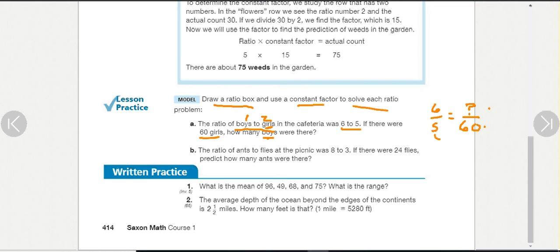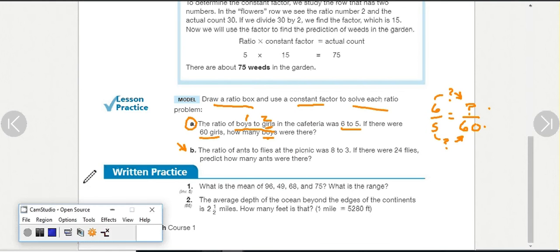So you find a constant factor here that you're then going to use to multiply by the 6 to find the missing top number. So I got you started on letter A, and then try letter B. You'll be showing me answers for lesson practice.